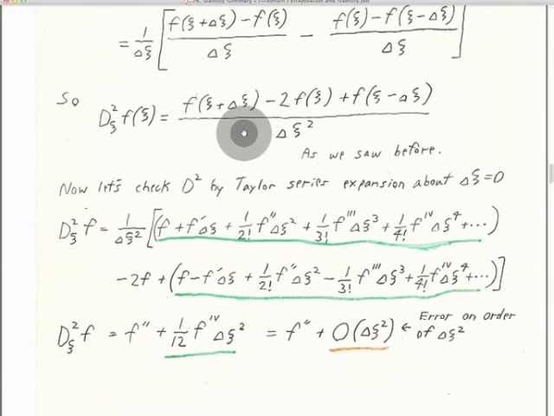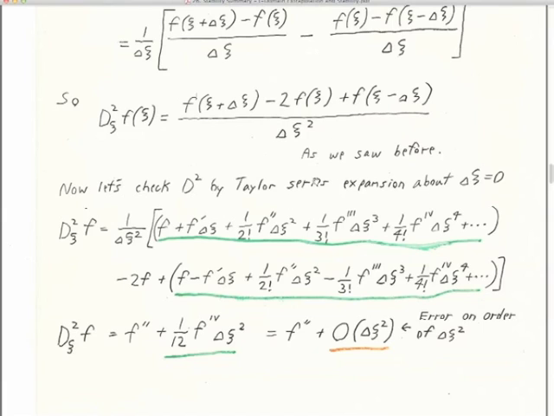It comes out being just exactly what we're familiar with, that's what we saw before. D zeta squared is f at zeta plus delta zeta minus 2 f at zeta plus f at zeta minus delta zeta, all over delta zeta squared. Now, how accurate is this big D squared?